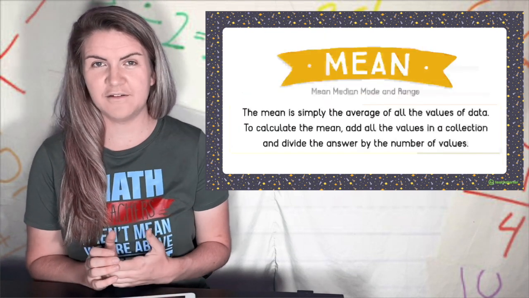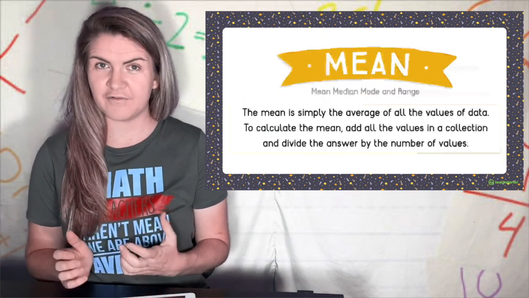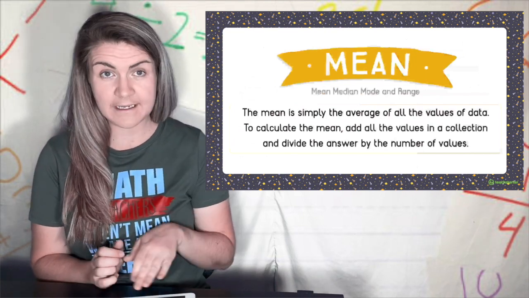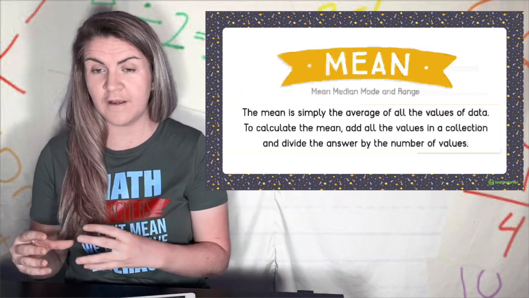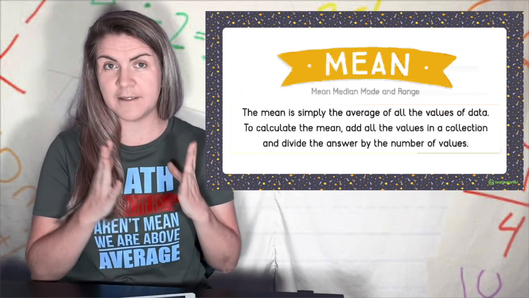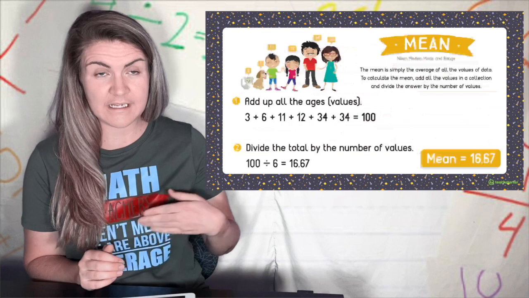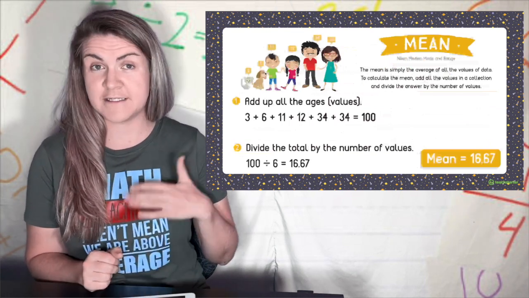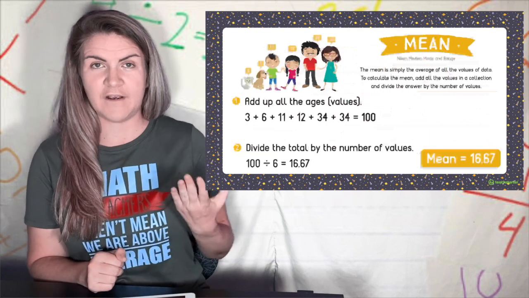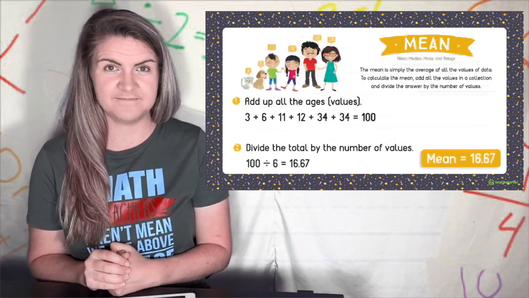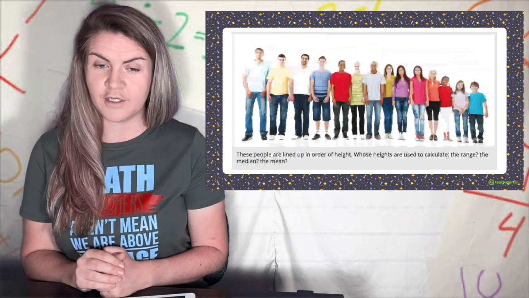Lastly, we have the mean, which you might also know as average. The mean is the average of all the values of data. To calculate the mean, we add all the values in the collection together, and then we divide by how many numbers we added up. In this example, all the ages add up to 100, and there are 6 people in the family, so we divide by 6. This gives us 16.67.